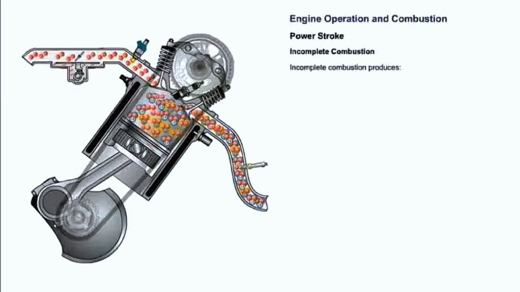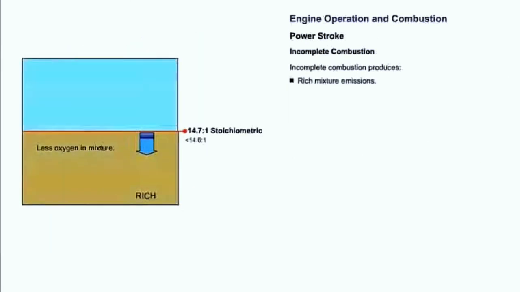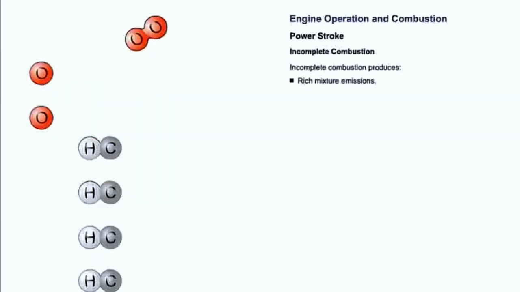Incomplete combustion produces gases that cause pollutants. A mixture that does not have enough oxygen is defined as a rich mixture. Here is what takes place when the combustion process produces pollutants.